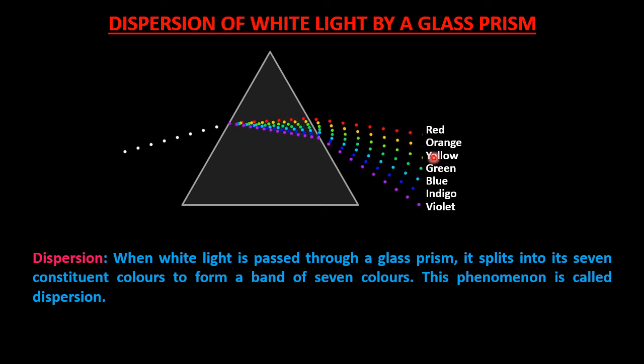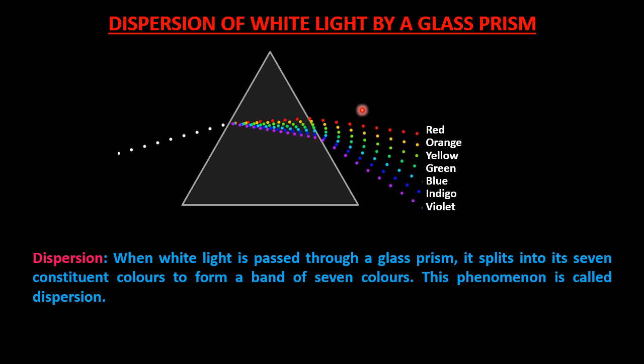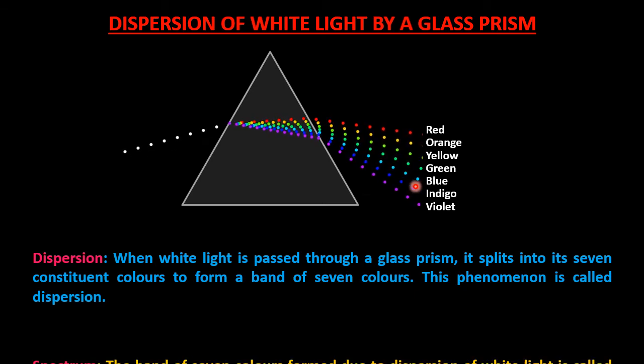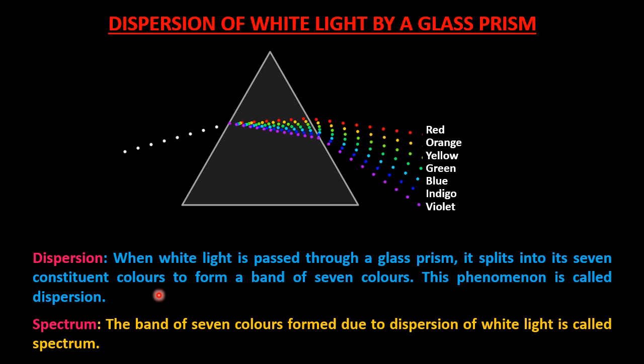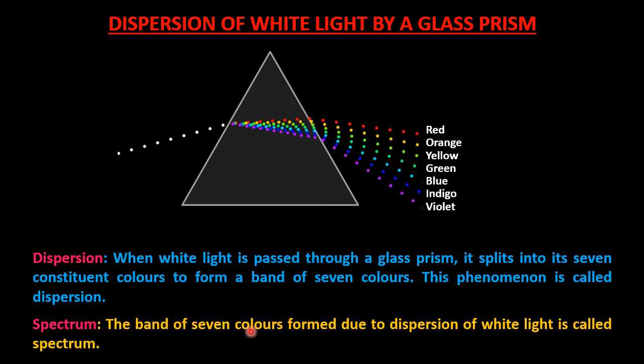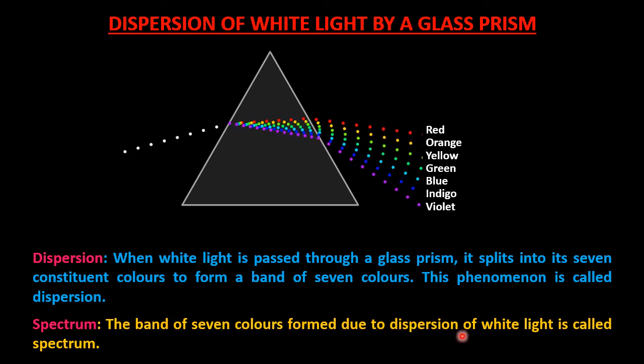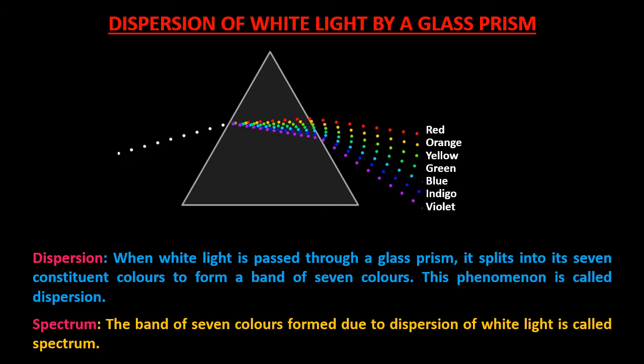And the band of 7 colors that we get here is known as spectrum. And here we define spectrum as the band of 7 colors formed due to dispersion of white light is called spectrum.